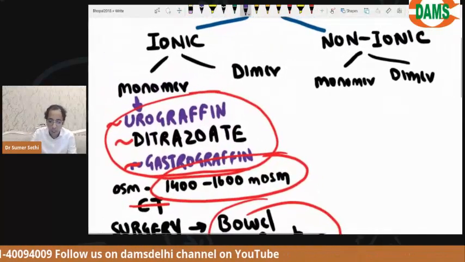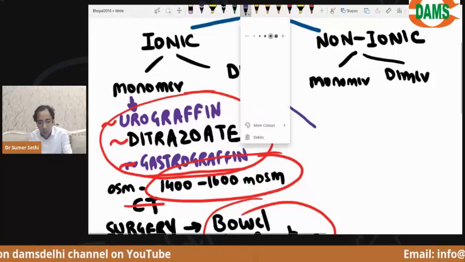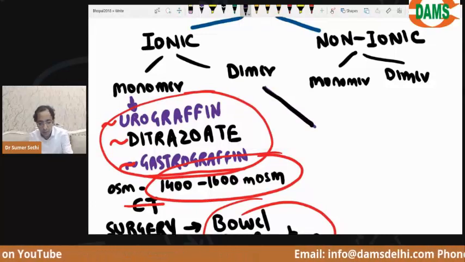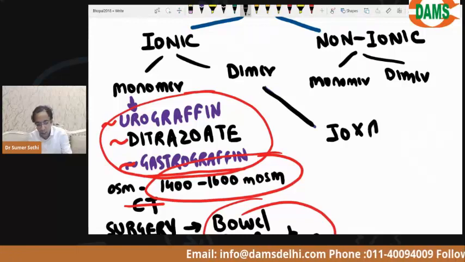There are not many ionic dimers available. The only ionic dimer available is ioxaglate.